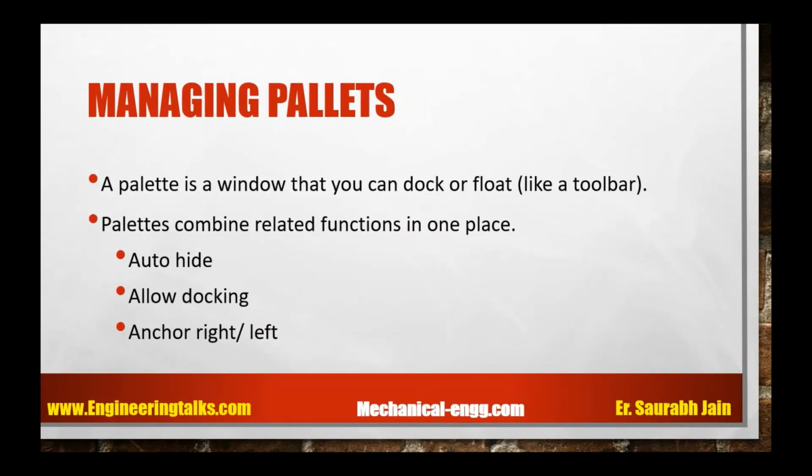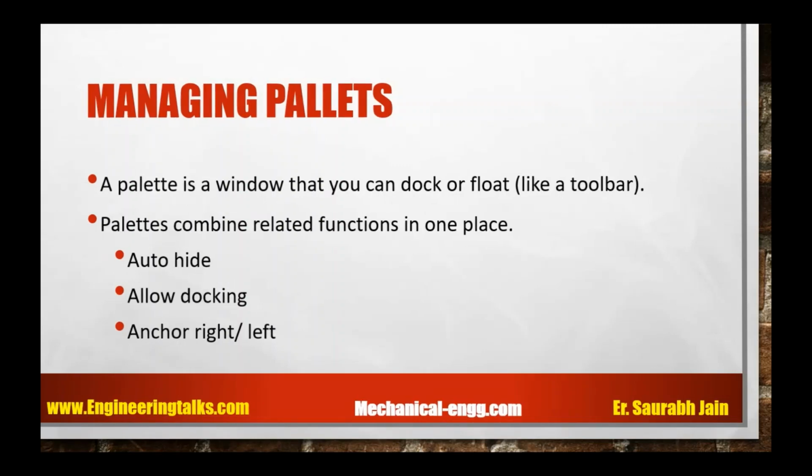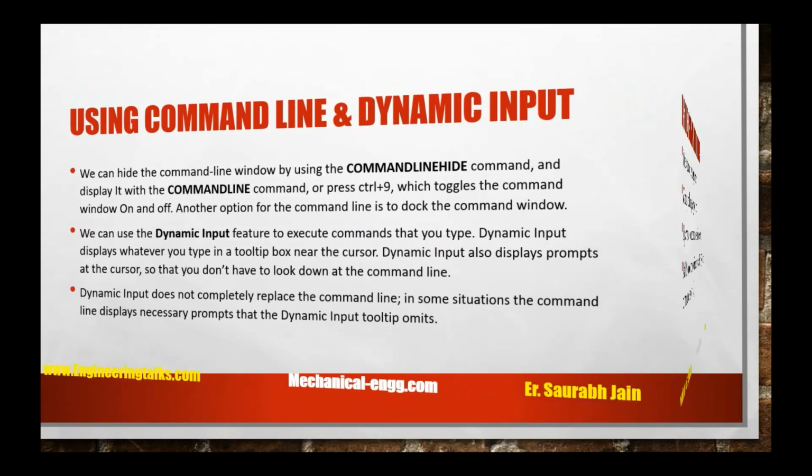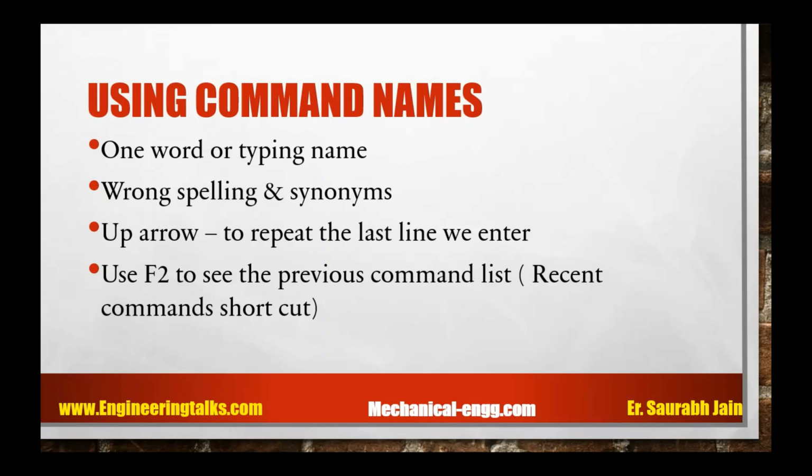We talked about palettes in this system, tool palettes, and how they combine commands and related functions in one place. Then we talked about using command line and dynamic inputs, that you have a command line hide button and a command line button, and you can always do Control plus 9. We talked about using command names, that you can just use L for line. You have round and fillet. You have the up arrow to use. You have F2 to see the previous command list in the command line.